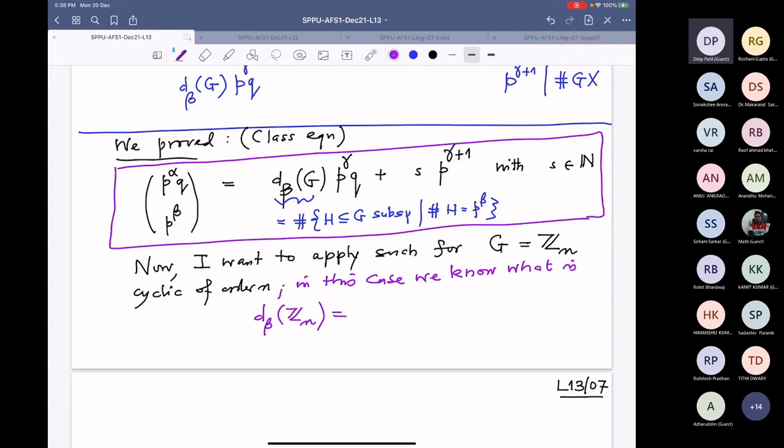What do you know about cyclic groups? How many subgroups are there? Sir, is it 1 if beta divides n and 0 otherwise? Yes, very good, because in a cyclic group, for every divisor, there is a unique subgroup of that order. Unique. And this is the number of subgroups of order p power beta. P power beta is a divisor of that same n I have taken. I want to apply this result for this cyclic group because I know this d beta.